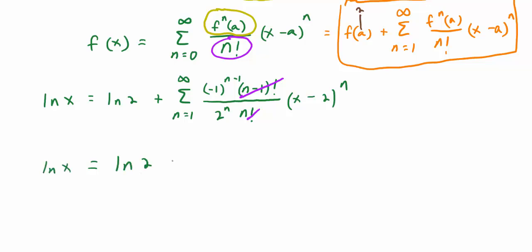Natural log of 2 plus the sum n equals 1 to infinity. What is it? Negative 1 to the n minus 1 or n plus 1. I guess I could write it as x minus 2 to the n power, all in the numerator, right? And then divided by 2 to the n times n, yeah. Sorry, forgot the n. Now it makes sense.